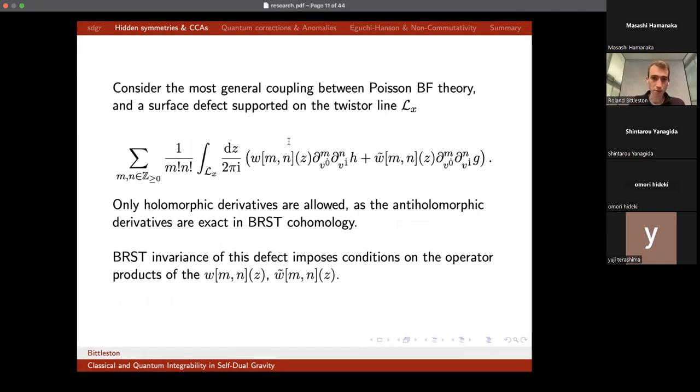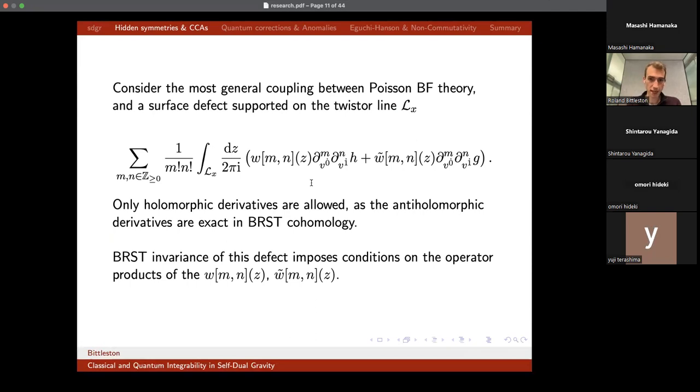First we write down the most general coupling between some theory living on a twistor line, so this is the twistor line over a point in our space-time, and the bulk Poisson BF theory. Again, you should think of this as a generalization of a Wilson line in, say, Chern-Simons theory. In Chern-Simons theory, I would pair the connection, which would be the analog of H here, with some Lie algebra generator, which would be the analog of W. I then impose a BRST invariance on that line operator, and what that would tell me is that those Lie algebra generators have the expected commutators.